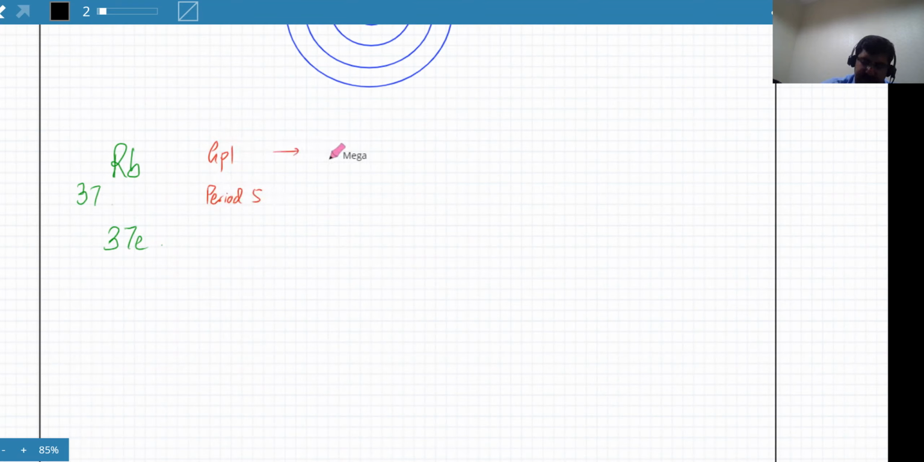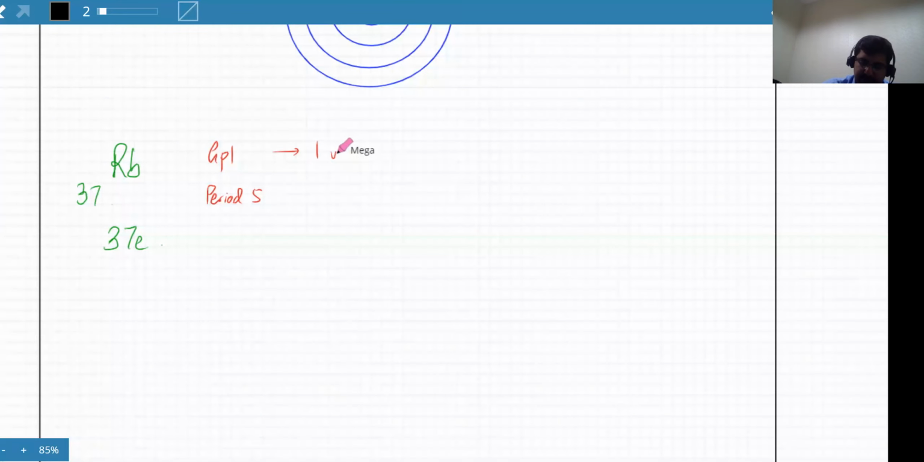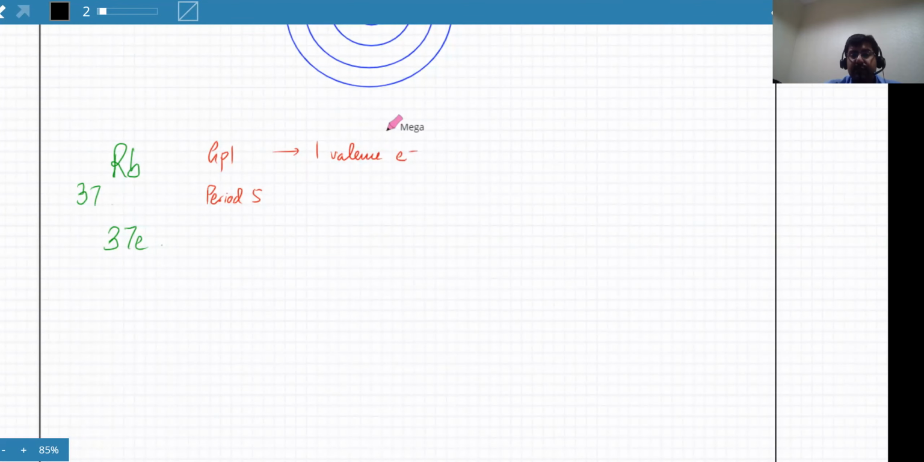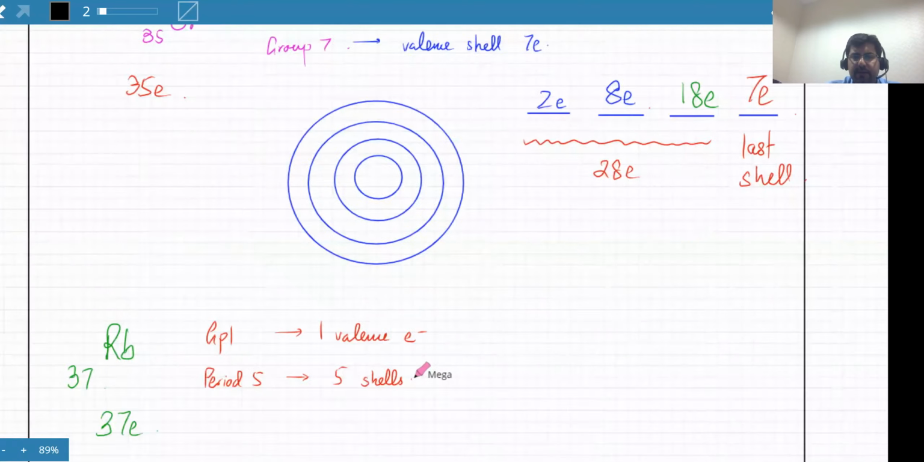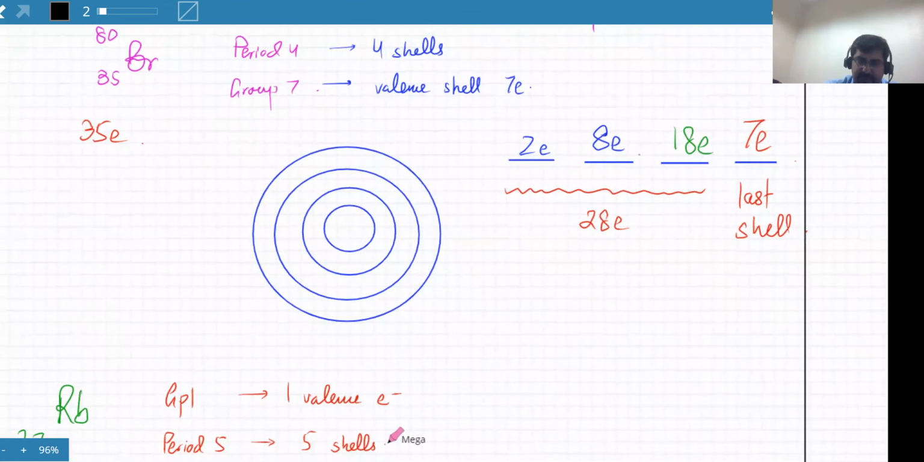Group 1 means that it has 1 valence electron, so the outermost shell is going to have 1 valence electron. And since it's in period 5, that means it has a total of 5 shells. We did not actually fill this up, so let me fill this up as well. It's 2 electrons, then there are 8 electrons.